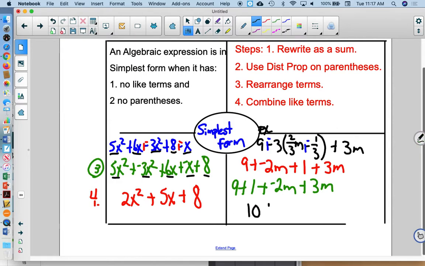10. What is -2m plus 3m? Raise your hand. Kaylee. 1m, or I can say m by itself. Is that correct? Okay. Have I now put this in simplest form?